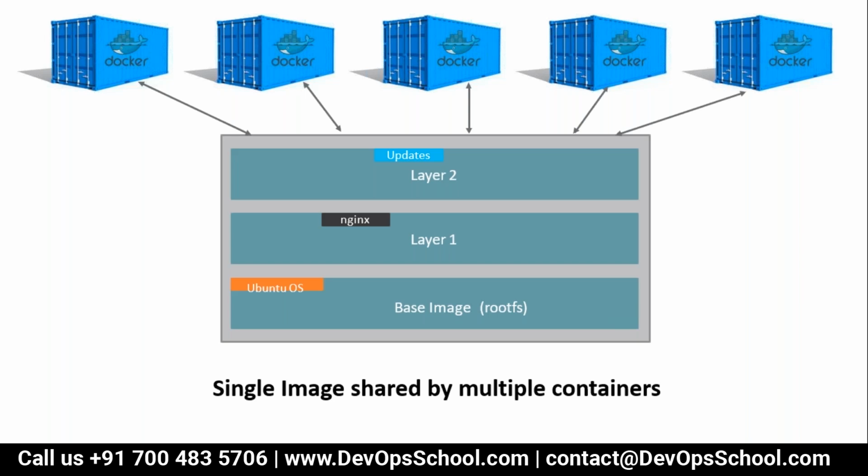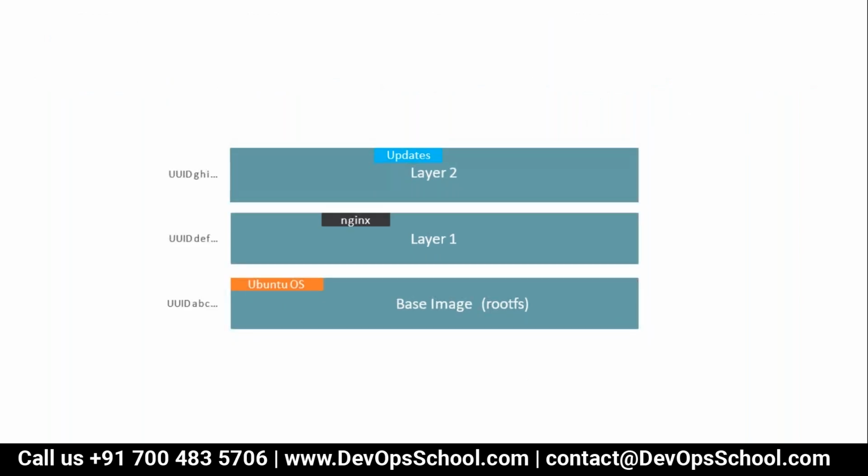So this is what happens. Now look at this. How can we identify each layer then? I think you have seen this one, and the inspect command you might have seen as well. Each layer is identified by a unique ID from the SHA-256 algorithm.